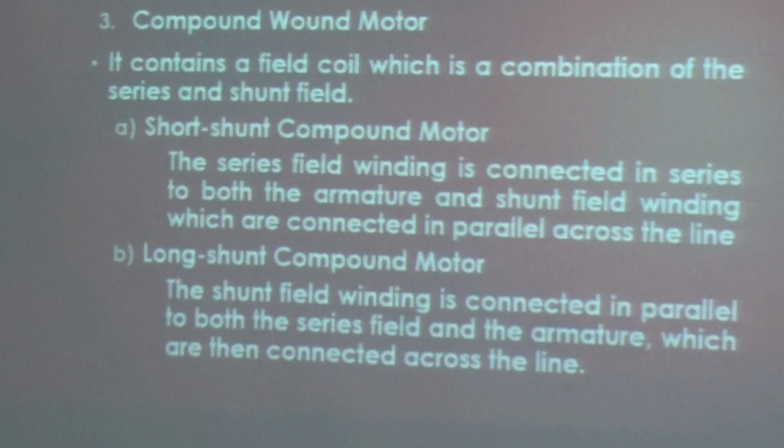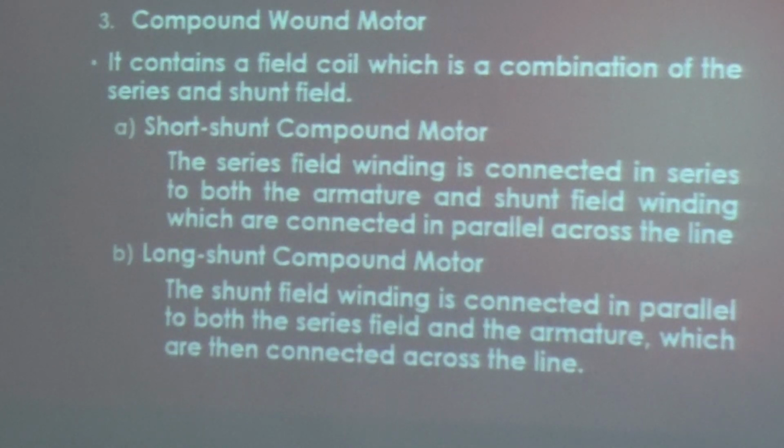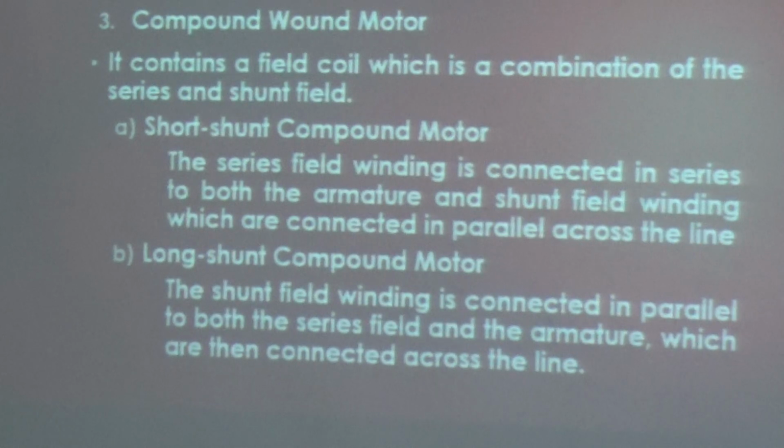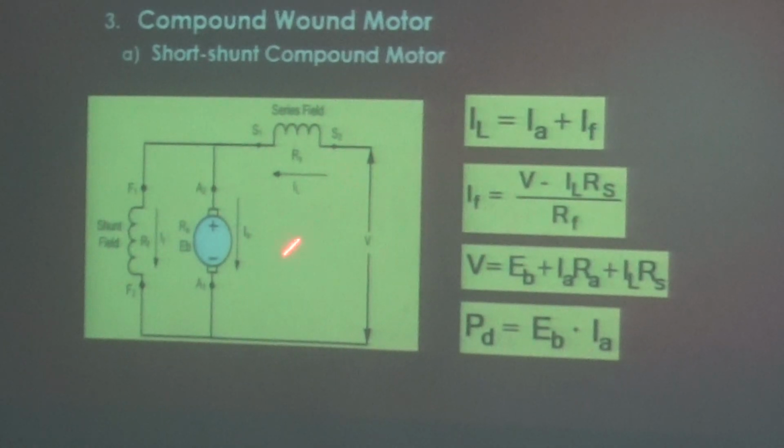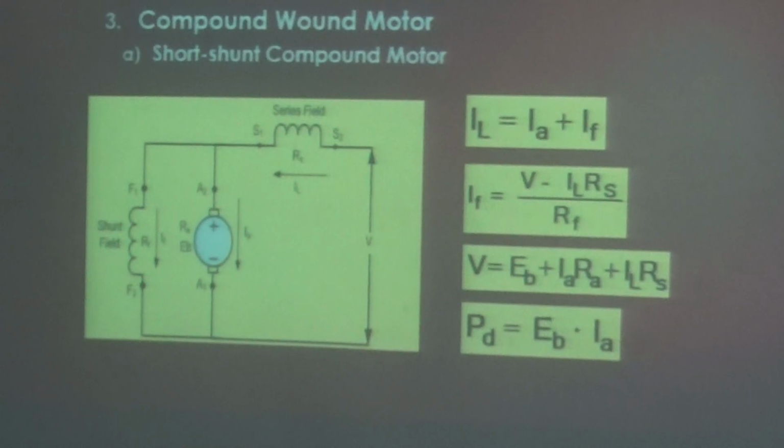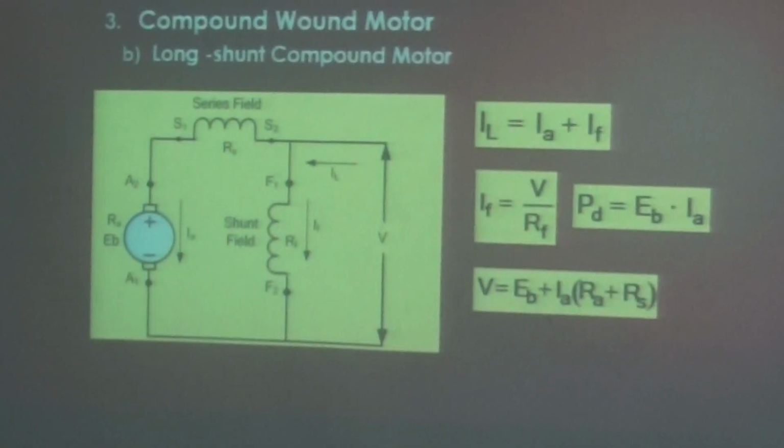Number 3 is the compound wound generator. So it consists of a field coil with a combination of series and shunt field. Katulad nung kanina, same lang naman sa generator. Yung short shunt and the long shunt compound generator. Then yung short shunt, same figure as kanina sa generator, reverse lang yung current direction except for the field. Same lang yan. Ito naman yung compound wound motor. Long shunt naman ang compound wound motor.